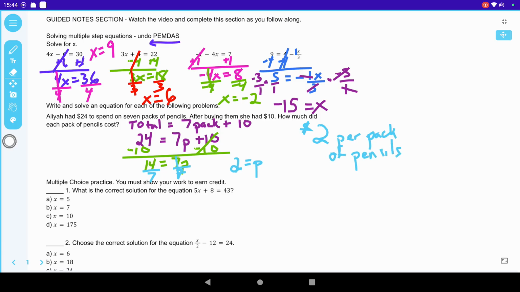Go ahead and solve the remaining problems on this worksheet, and when you've completed, turn it into your teacher.